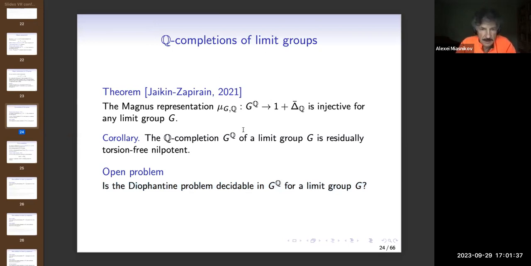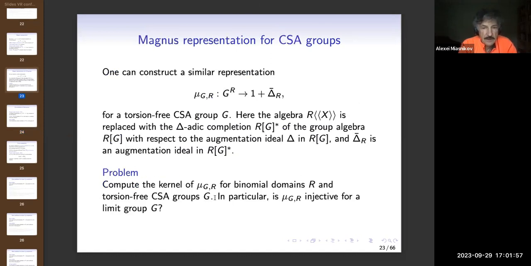But I think it will be true, for example, for an arbitrary field of characteristic 0, at least countable. And it means, since binomial domains can be embedded into fields of fractions, they are fields of fractions. So I think this question makes sense for arbitrary binomial rings. It might be faithful. Magnus' representation is faithful as well.